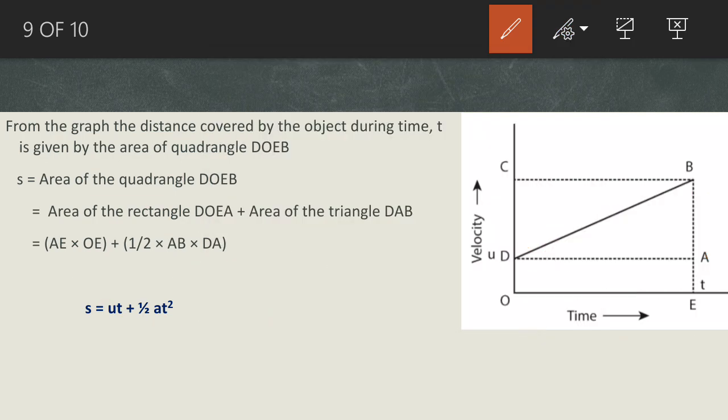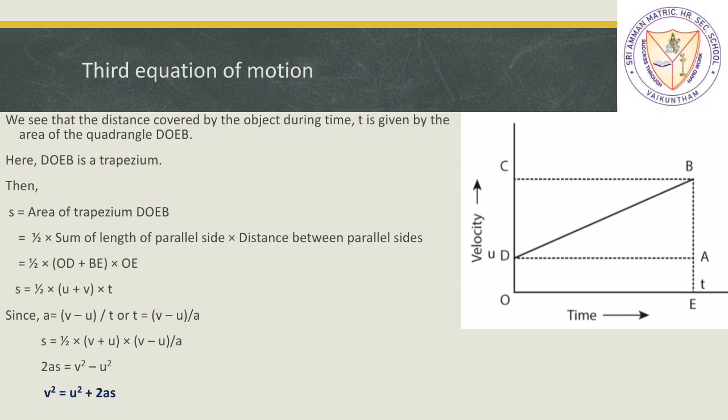Okay. Here you need to remember only one thing. AB is taken as AT. It is not "at", okay, it is A into T. A is acceleration, T is time. Okay, moving on, the third and the final equation of motion.